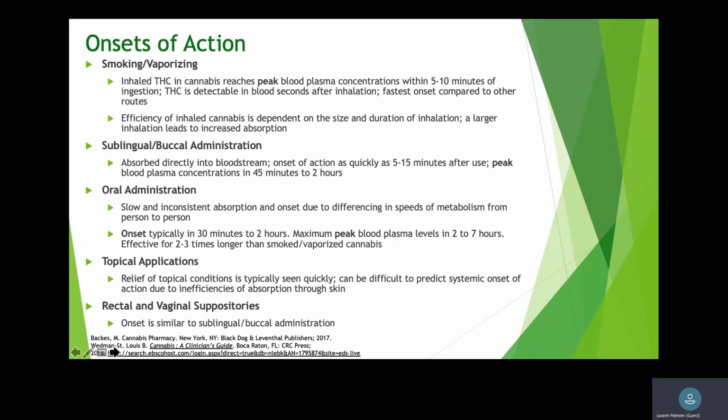Oral administration. So this is slow and inconsistent absorption due to differences in patients' metabolisms, essentially. Everybody is different with how fast they metabolize different things, and that's no different with cannabis. So onset typically can be anywhere from 30 minutes to 2 hours. Maximum peak blood plasma level in 2 to 7 hours.